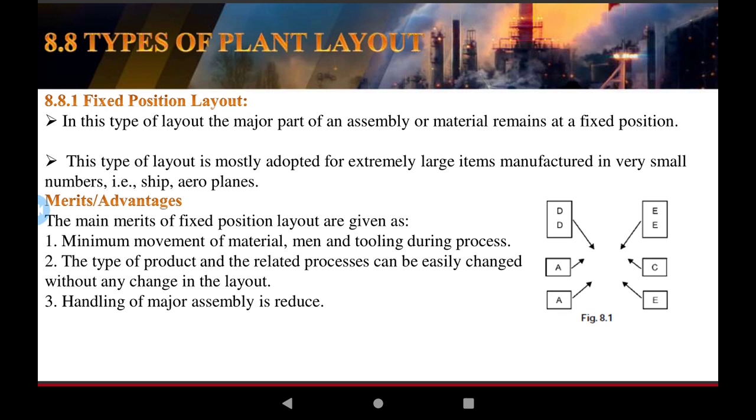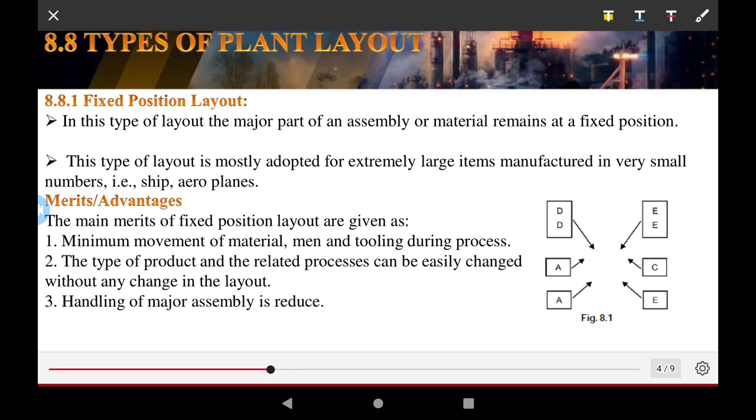The types of product and the related process can be easily changed without any change in layout. In this operation, any product and any component process is easily changed from one place to another without any change of layout, working on only one plant.